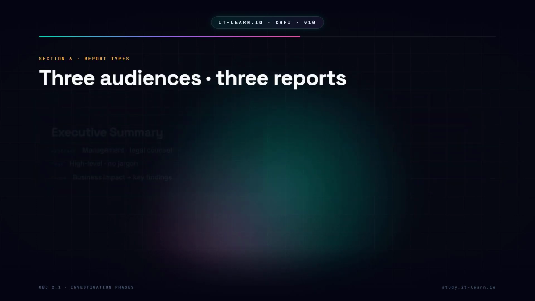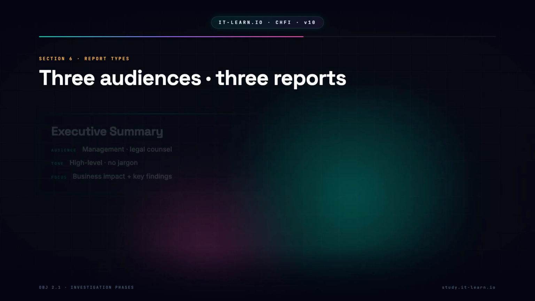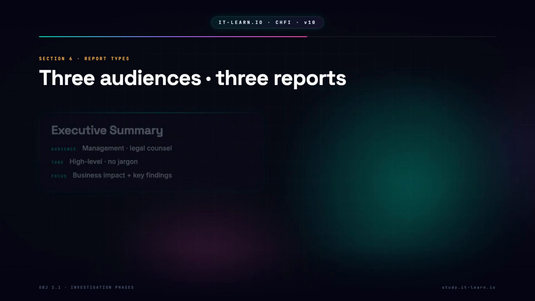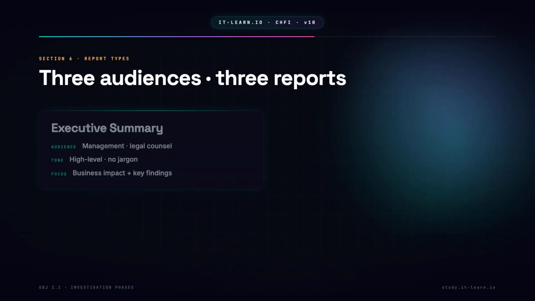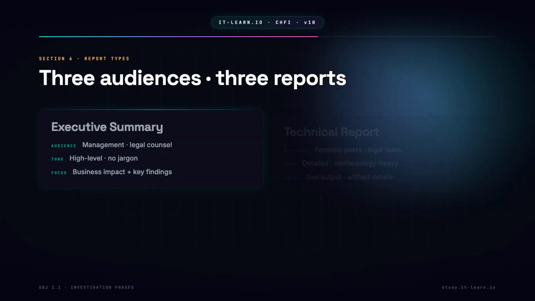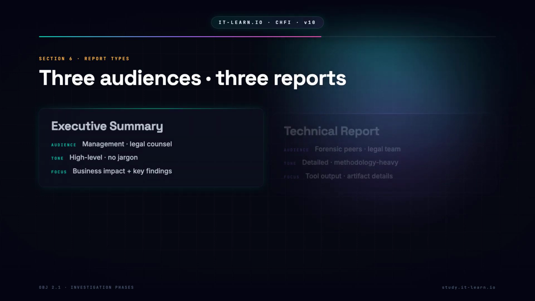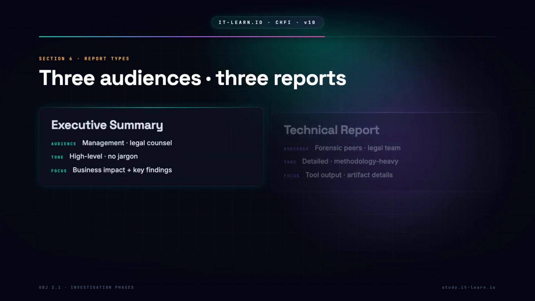Phase 3. Post-investigation, the work that turns findings into a verdict. 3 report types you will write: executive summary, for management and legal counsel, high level, no jargon; technical report, for forensic peers, detailed methodology, tool output, artifact details, findings; and report for court and attorney, admissible findings, opinions, methodology you can defend.